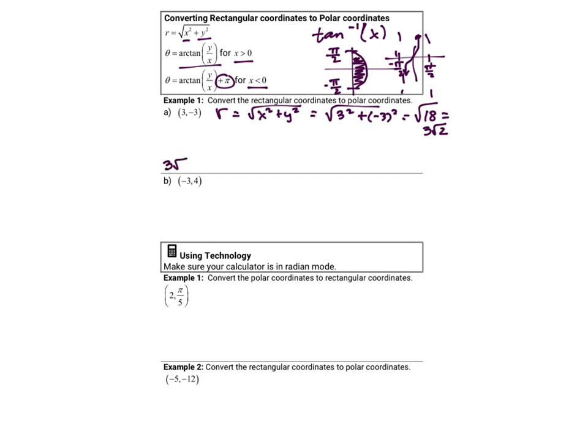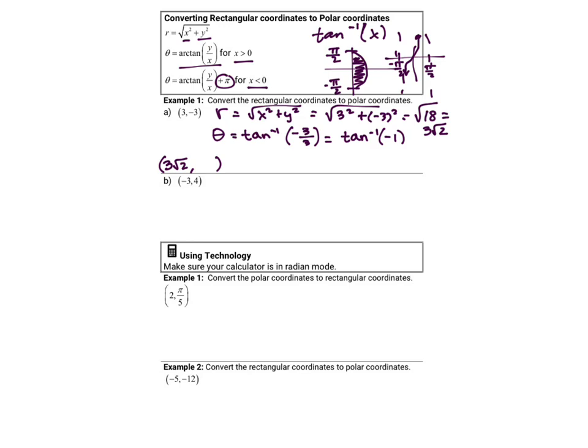That's the first coordinate of our ordered pair, right? The first piece. That's the r piece. The theta piece comes by taking tangent inverse of y divided by x. That's going to be negative 3 over positive 3. X is greater than 0, so we don't add pi. We leave it alone. Tangent inverse of, what is negative 3 divided by positive 3? Tangent inverse of negative 1, bound between negative pi over 2 and pi over 2, what is that?